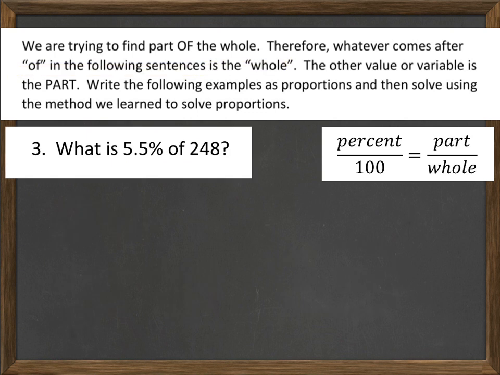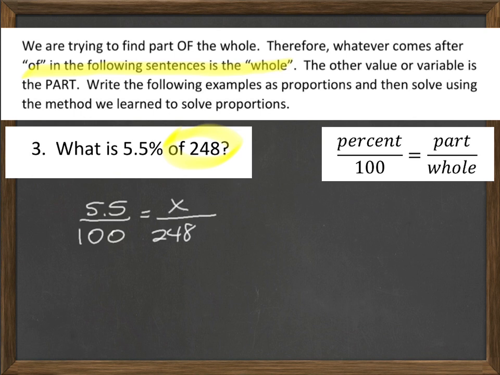Let's keep going. Number 3 says, what is 5.5% of 248? Again, I'm going to capture the percent. That's the easiest thing to do. Instead of 5.5%, I'm going to write 5.5 out of 100, because percent means out of 100. I'm literally just translating it. Then I have to fill in the other side of my proportion. Again, whatever comes after the word of is the whole. So of 248, 248 is the whole, in other words, the denominator. And my mystery number is the part I'm trying to find: 5.5 over 100 is equal to what over 248.